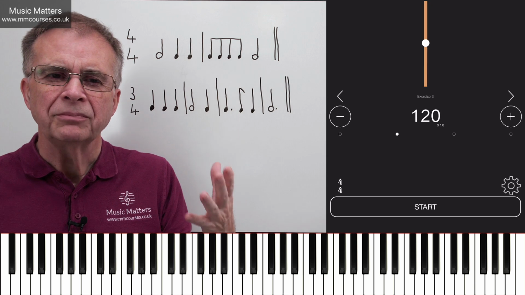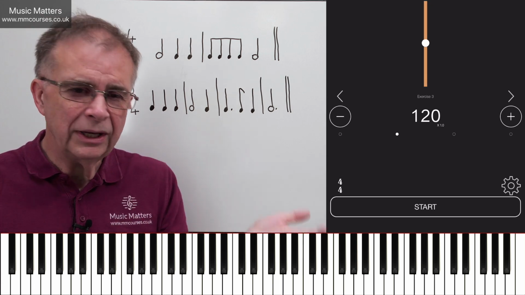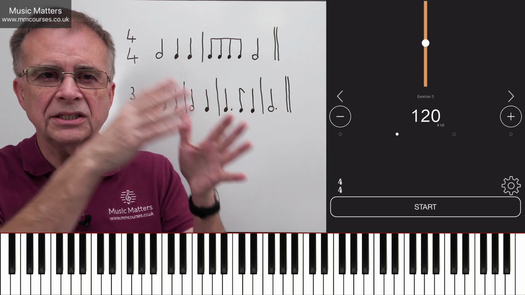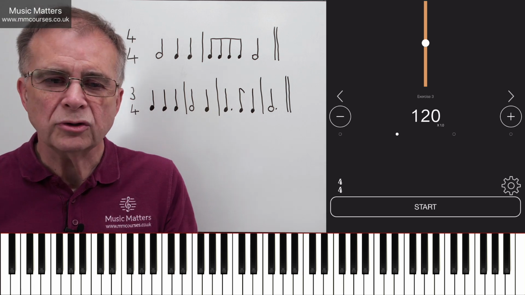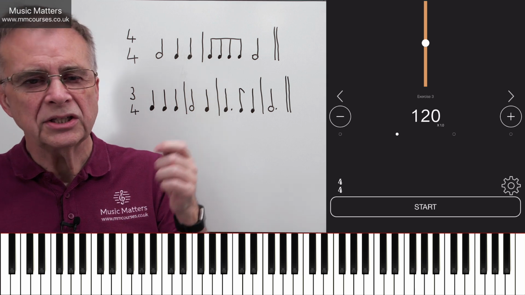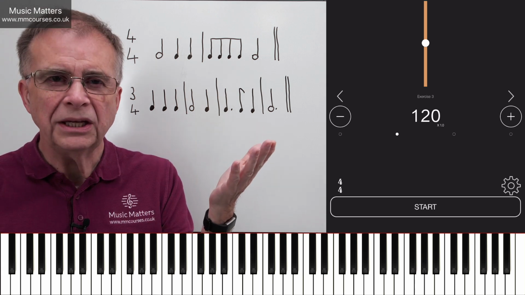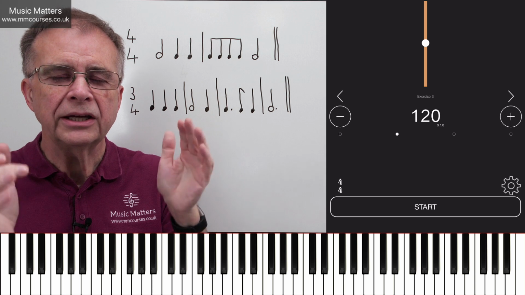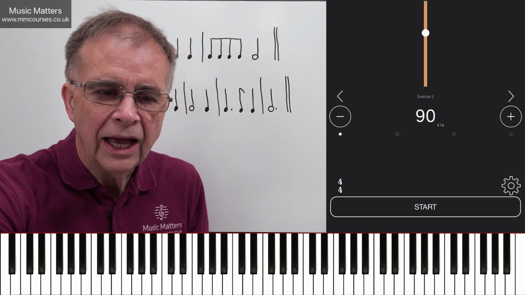Okay, so how did that work for you? If you're very happy clapping a pulse at 60 and 90 and 120, well, that's absolutely great. So it's partly adjusting to the speed, getting used to the speed, being able to deliver a nice even pulse.